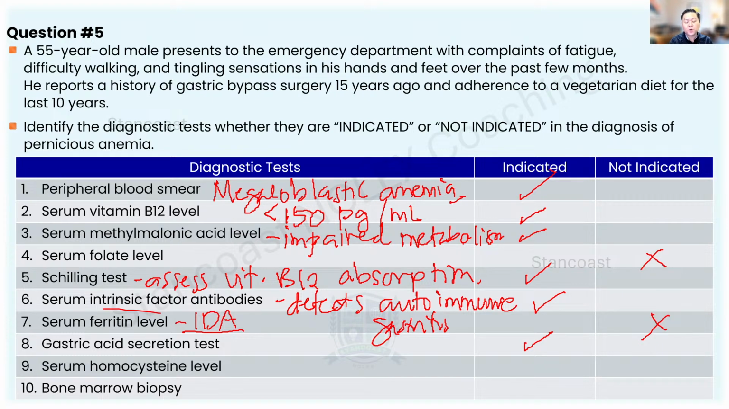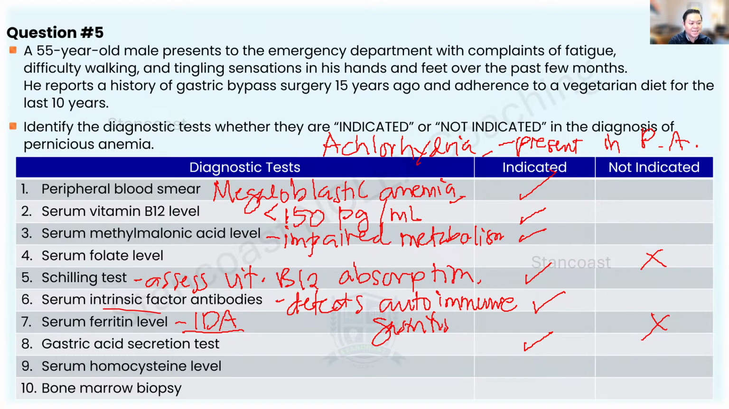For those people that may have pernicious anemia, there is what we call achlorhydria. There is a lack of hydrochloric acid secretion by the stomach. So this is going to be present in pernicious anemia. Okay, so this is expected.